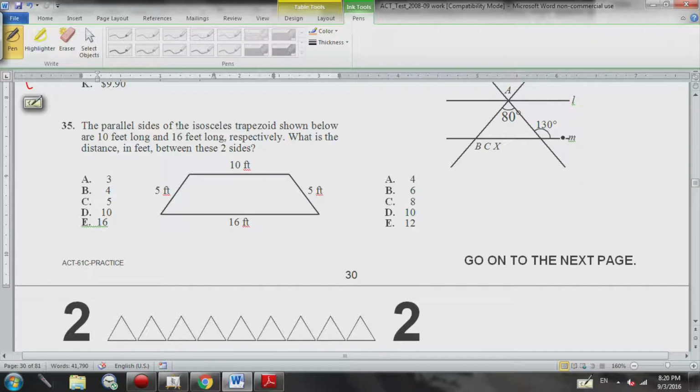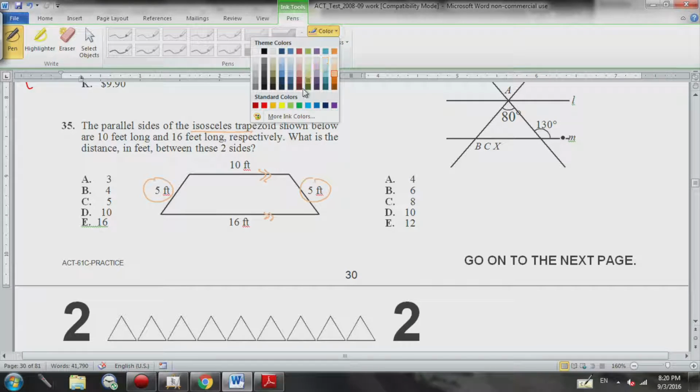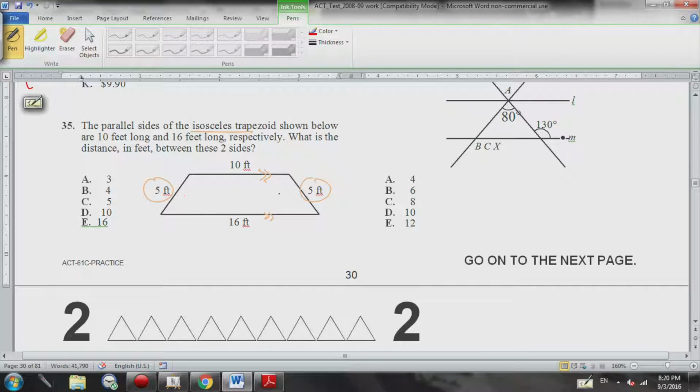Question 35: The parallel sides of an isosceles trapezoid. An isosceles trapezoid has two sides that are congruent. Those are the legs, and these are the bases of the trapezoid. It's isosceles because the legs are the same. Base 1, base 2. The parallel sides are 10 feet and 16 feet. What is the distance in feet between the two sides? In other words, how far apart are these two sides?